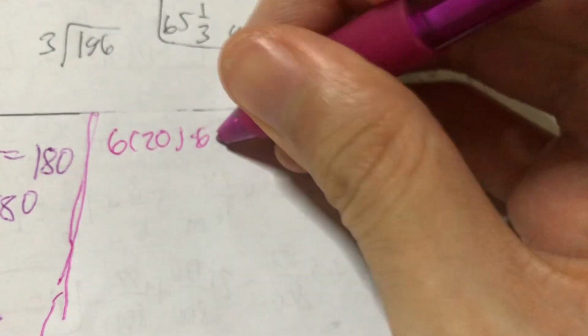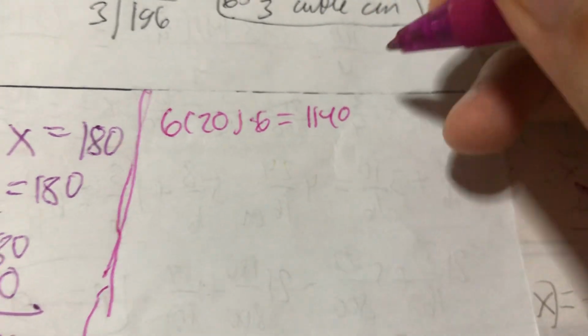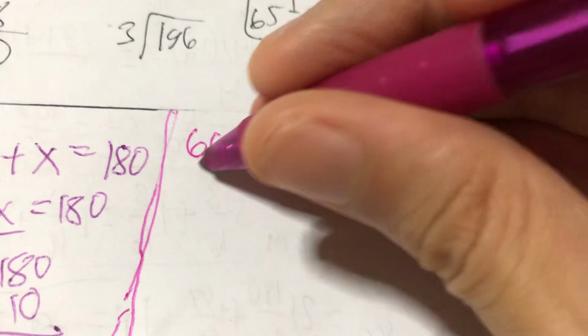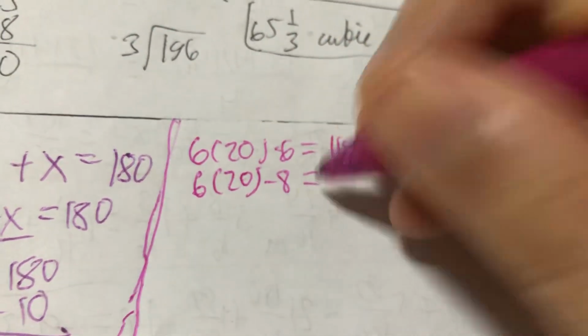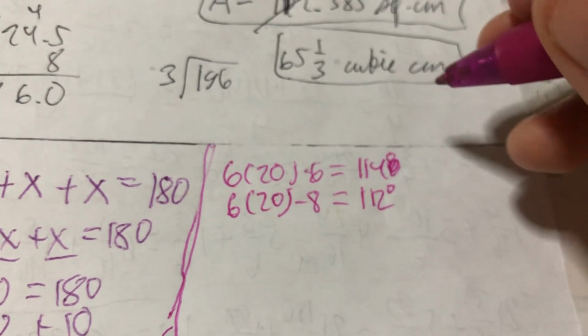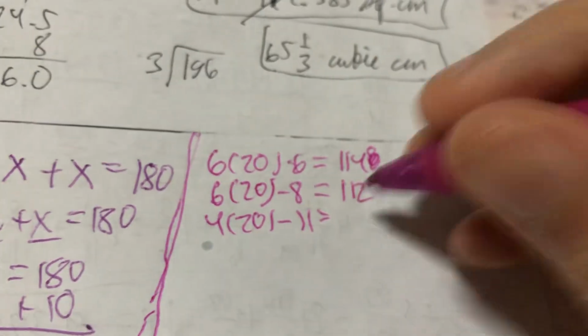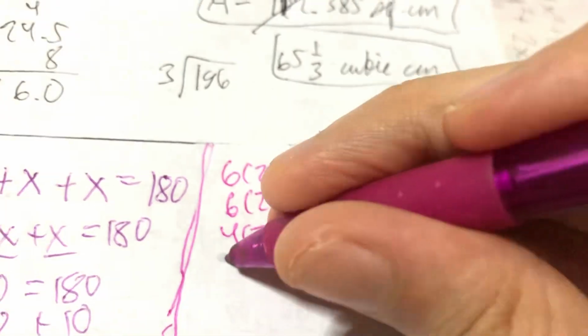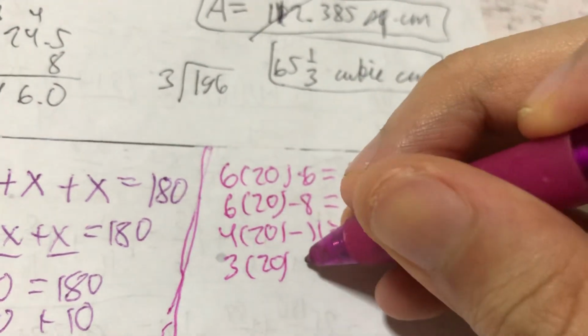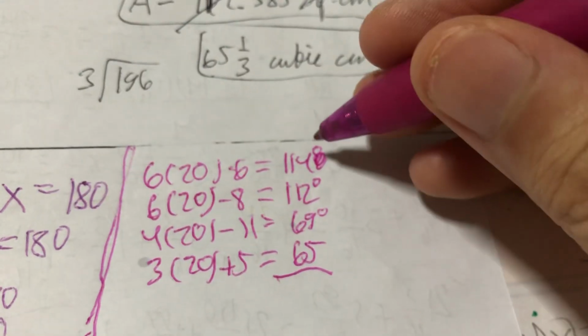So you have 6x minus 6. That's for angle T. 6 times 20 is 120. Minus 6 is 114 degrees. Then 6 times 20 minus 8. That's supposed to be 112 degrees. Next, 4x, 4 times 20 equals 80. Minus 11, 69. Then 3 times 20 equals 60. Plus 5, 65. Now, when we add this up all together, let's see if we get 360.